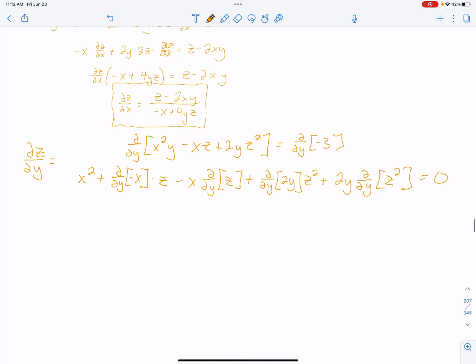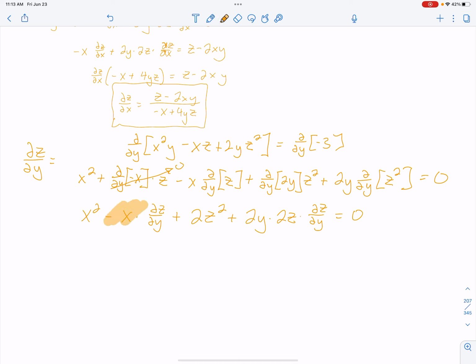All right, let's go through and do these partials. I got x squared. This whole term goes to 0 because there's no y in the argument of my derivative. Then I got minus x times the derivative of z with respect to y, which is just exactly that. I don't know, that's what's in question. Plus the derivative of 2y is just 2, times z squared. And the last thing, we have 2y times the derivative of z squared, which is 2z, and it's a chain rule, so I get ∂z/∂y, equals 0.